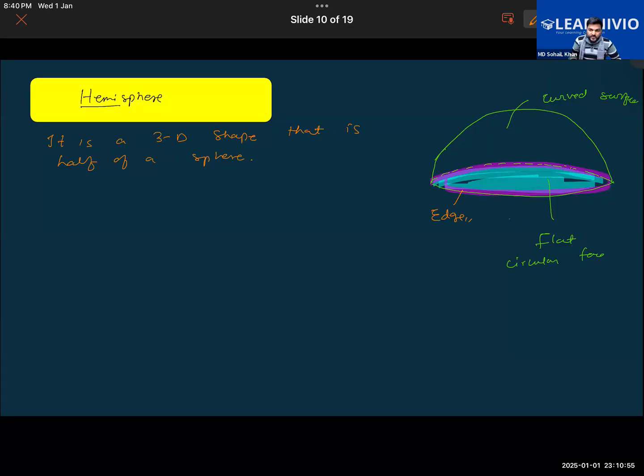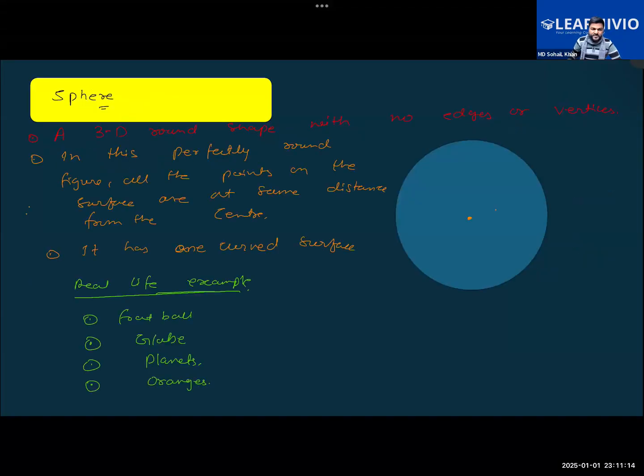Talking about the sphere, does a sphere have any corner? Does it have any vertex? Yes. No. Take a cube. A cube has a vertex, but not a sphere. A sphere does not have any vertex. Getting it? Yes. Okay.